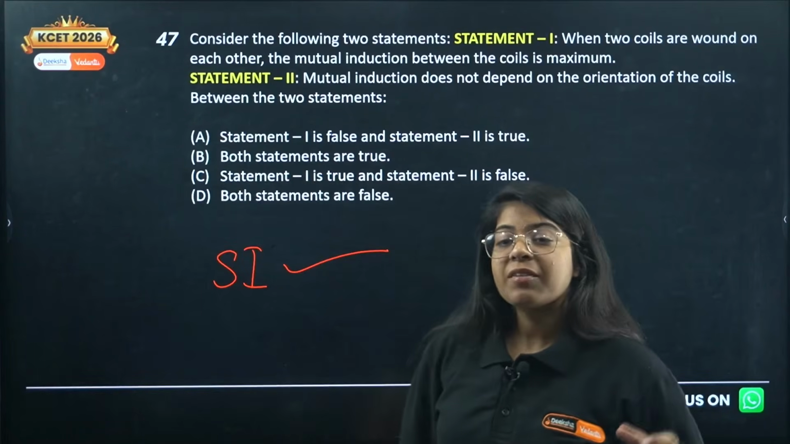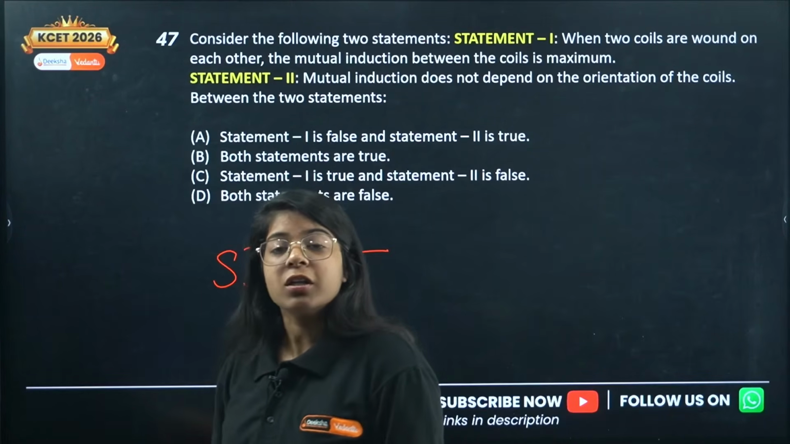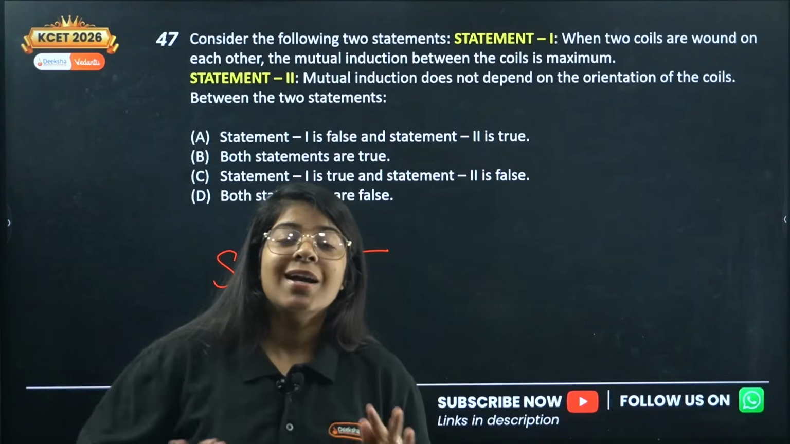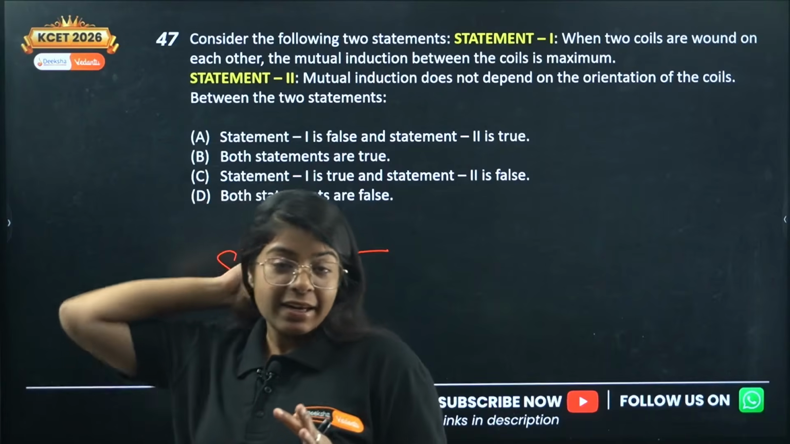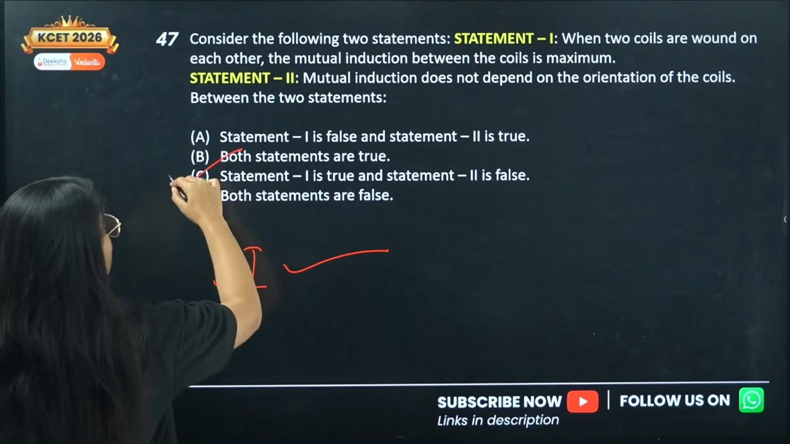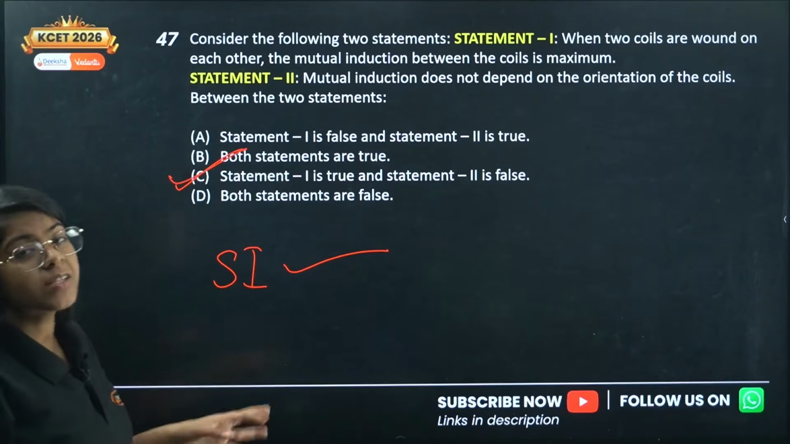We know if they are oriented parallel to each other, the mutual induction is maximum. If they are oriented perpendicular to each other, it is minimum. So, it definitely depends on the orientation of these coils. So, statement 1 is true, but the statement 2 is false.